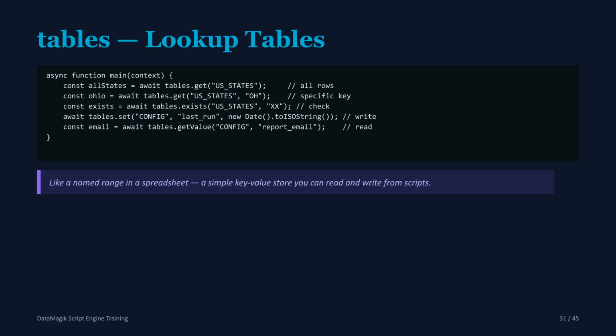The Tables API gives you access to lookup tables, acting as a simple, persistent key value store. You can fetch all rows or a specific key. The set method allows writing new data, and getValue is used for reading individual values. These tables are great for configuration settings or reference data.